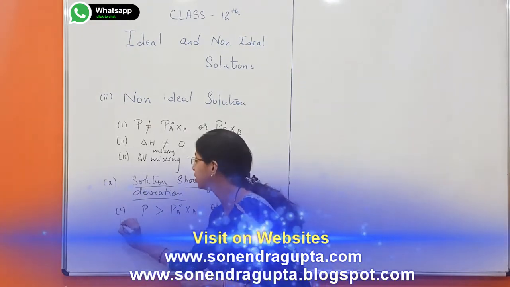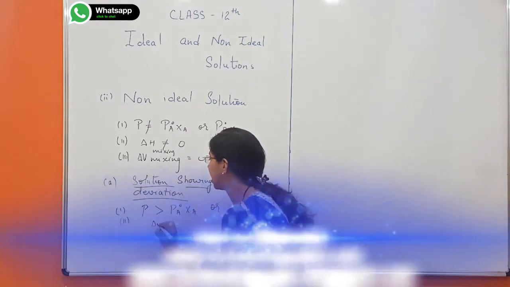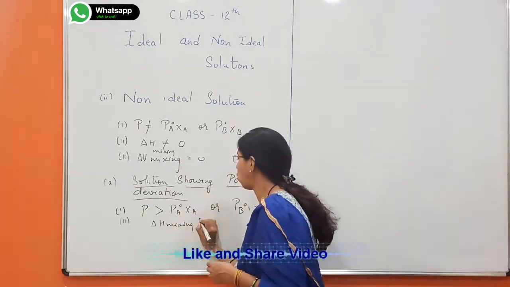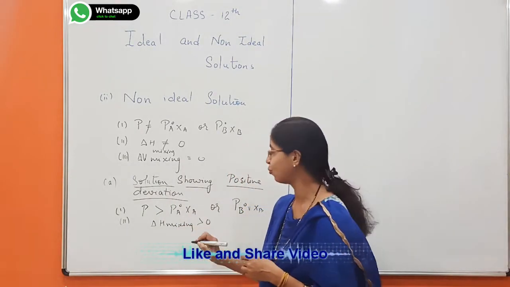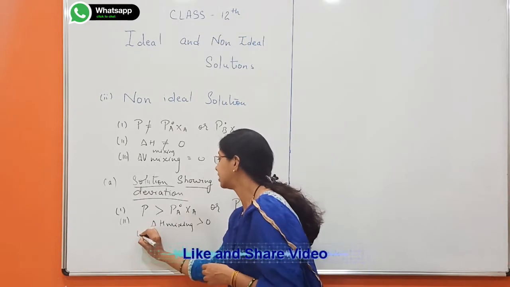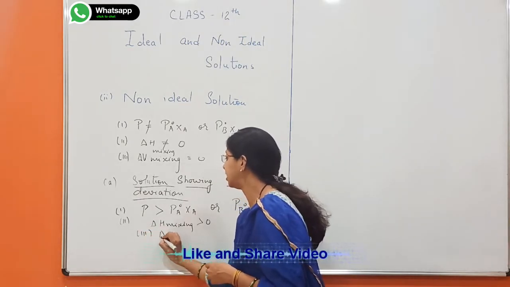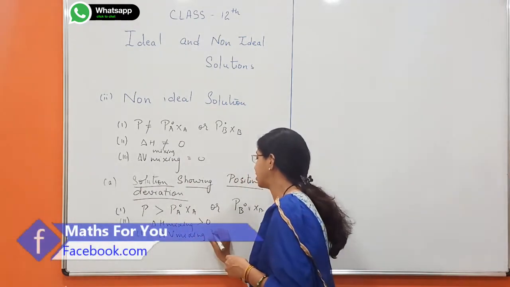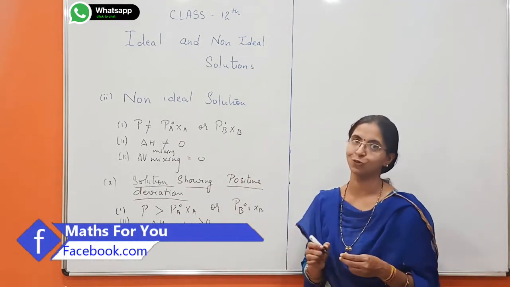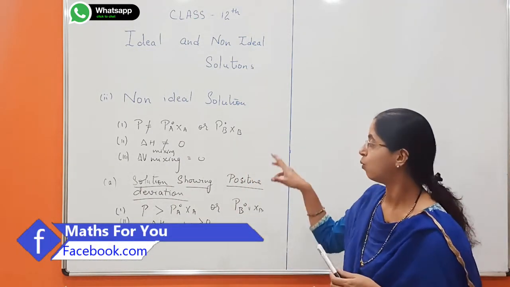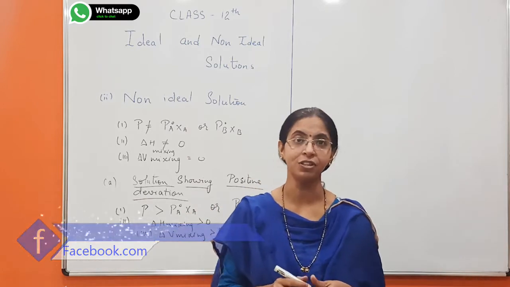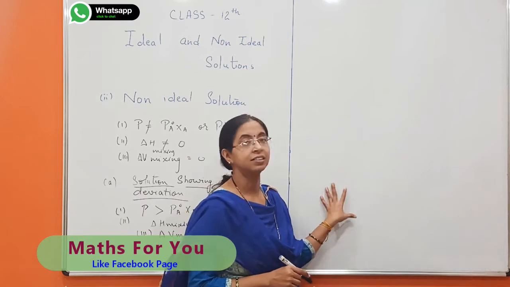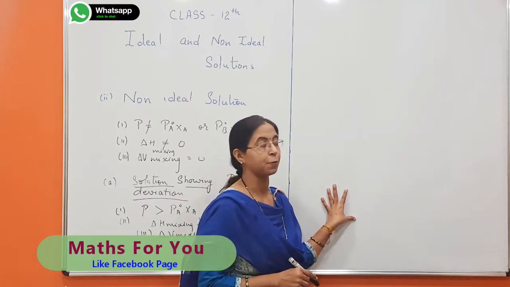Second condition, that delta H mixing is always greater than 0. Then third condition, delta V mixing is always greater than 0.